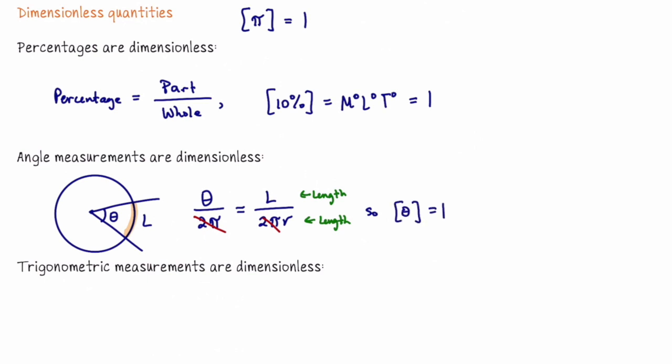If you're looking at an equation and there's something like sine of theta or cosine of theta, those are also dimensionless. That's because sine, cosine, tangent, these are ratios of sides on a triangle. So we got SOHCAHTOA. If you write sine of theta is the opposite side divided by the hypotenuse side, again, that's a length divided by a length. So that's a dimensionless quantity.